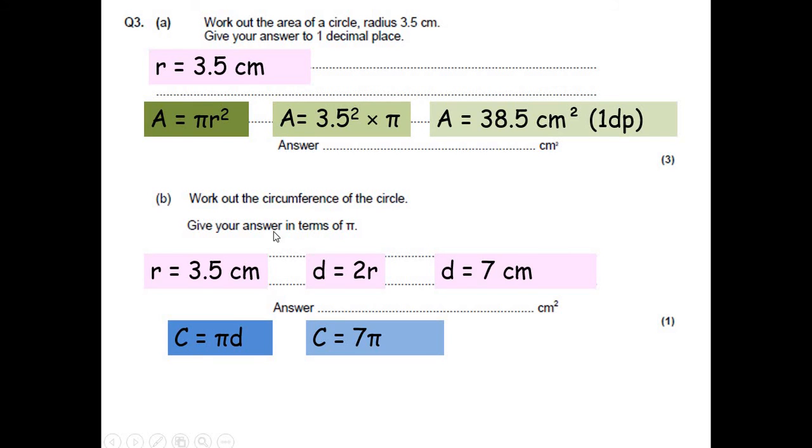Now, because it just says give your answer in terms of pi, this is enough. This is our answer in terms of pi. You can go further and work it out, but the answer in terms of pi is just this. It doesn't want the actual full answer. It just wants it in terms of pi.